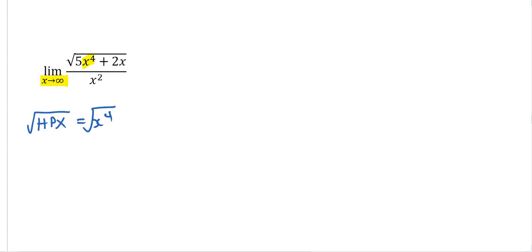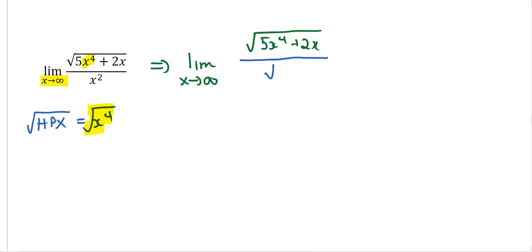So the idea is I want to divide the numerator and the denominator by the square root of x to the power 4. So let's do that. This is the limit as x approaches infinity of the square root of 5x to the 4 plus 2x, and I'm going to divide that by the square root of x to the power of 4, all divided by x squared, and I'm going to divide x squared by the square root of x to the power of 4.